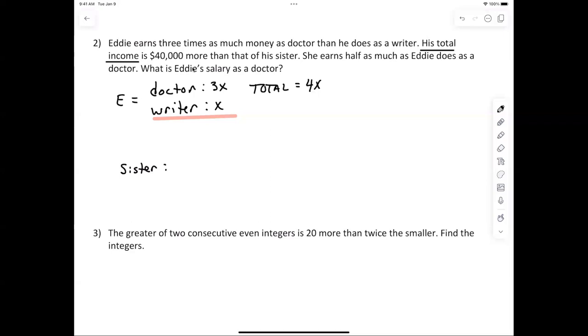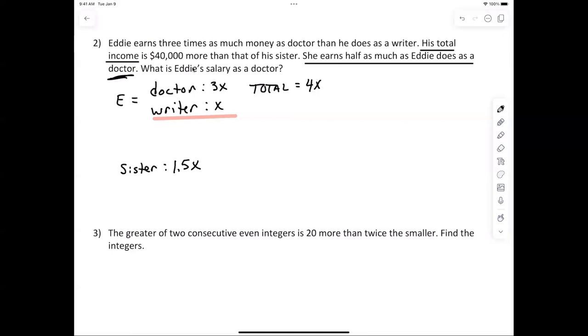So let's go back and see. It says she earns half as much as he does as a what? Doctor. Do we agree? So what does he make as a doctor? 3X, correct? So that means she earns what? 1.5X. She definitely earns 1.5X.